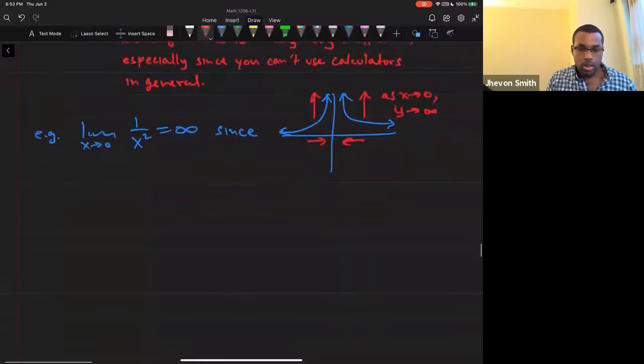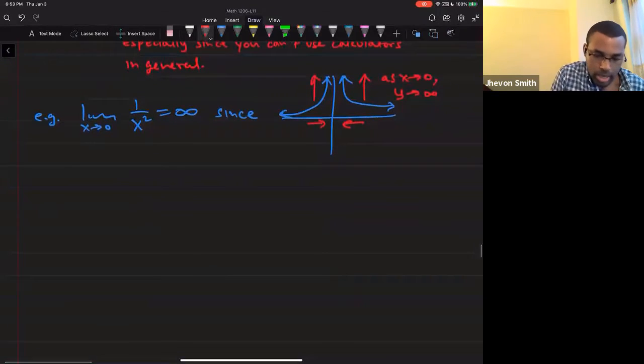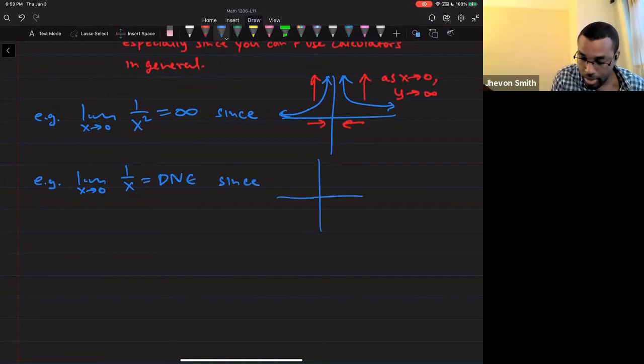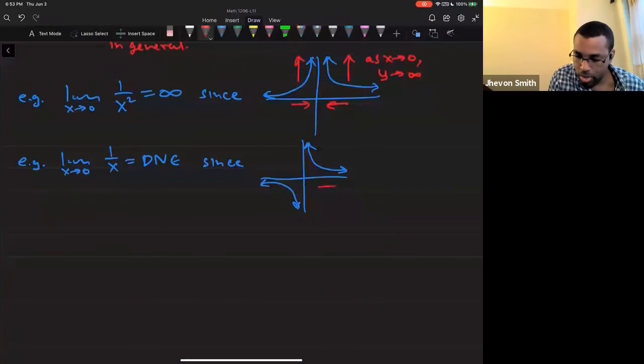Yeah, you could do that. Versus the same thing, we can know that as x approaches 0, 1 over x does not exist, since I can look at the graph and realize that if I approach 0 from this side, it goes up. If I approach 0 from this side, it goes down. So left and right don't agree.